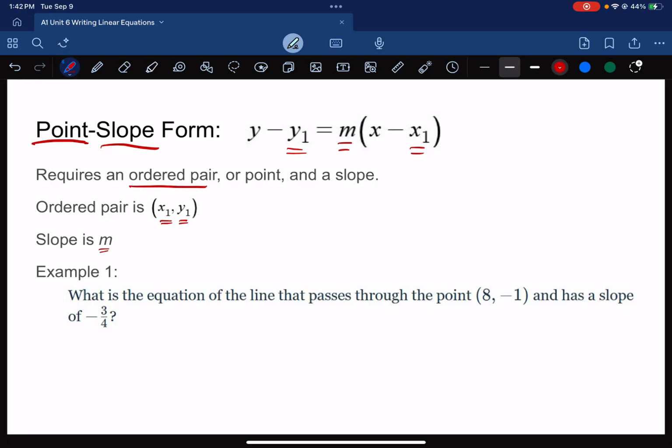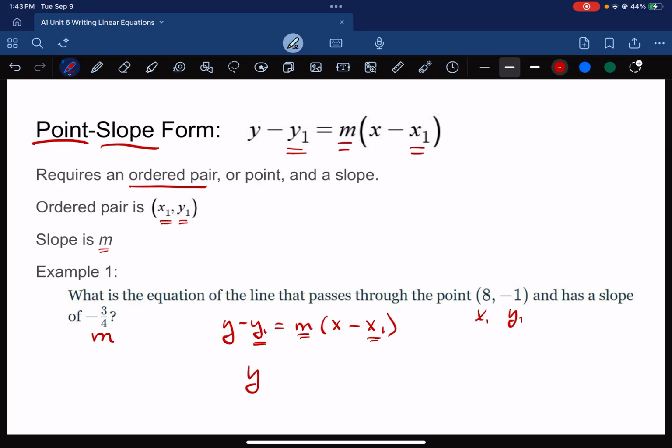What is the equation of a line that passes through the point 8, -1, and has a slope of -3/4? Well, this is my x1, this is my y1, and this is my m. So I'm going to take my point-slope form, and I'm going to replace x1 with 8, y1 with -1, and m with -3/4.